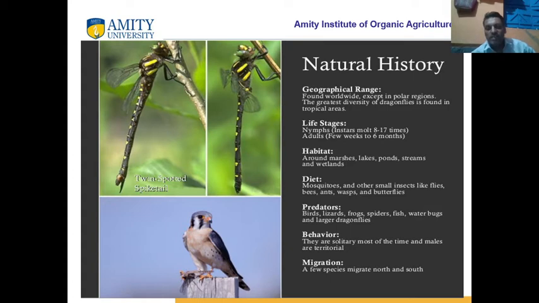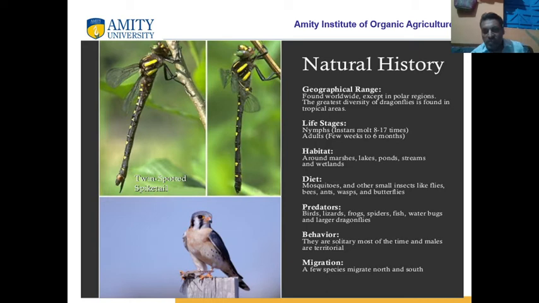Where do they live? Habitat is near the water, whether it is marshy land, lakes, ponds, streams and wetlands. Diet: since they are predators and carnivores, they eat mosquitoes and other small insects like flies, bees, ants, wasps and butterflies. Their predators are birds, lizards, frogs, spiders, fish, water bugs, and larger dragonflies. A larger dragonfly can prey on smaller dragonflies.